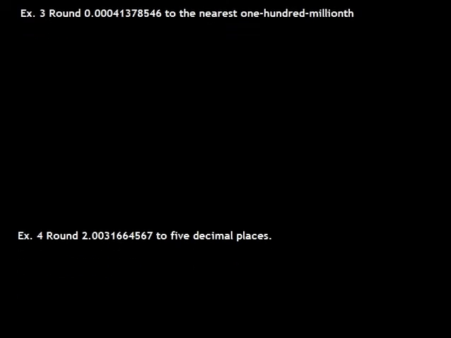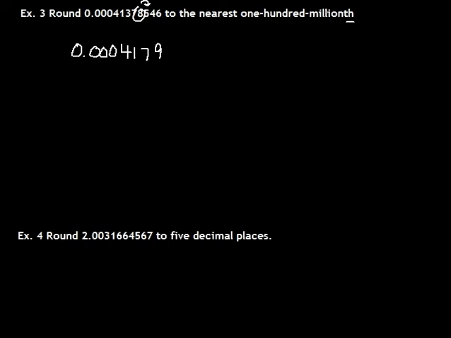Let's try another one. Round this to the nearest hundred-millionth. See the TH? Okay, so you have to count down to the hundred-millionth. So we go tenths, hundredths, thousandths, ten-thousandths, hundred-thousandths, millionths, ten-millionths, hundred-millionths. So it's the 8 that we're going to deal with. We look at the next one. It is a 5 or above. That means the 8 is going to turn to 9, and all these numbers will be 0. So we just write it like this: 0.0004179, and that's where we end it. Because it was a 5 or above, we round it up.